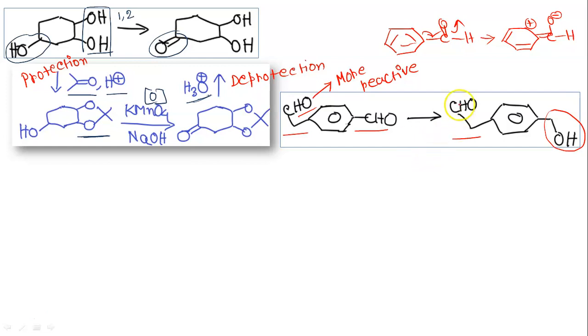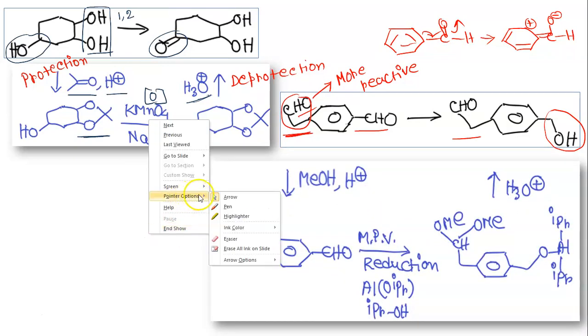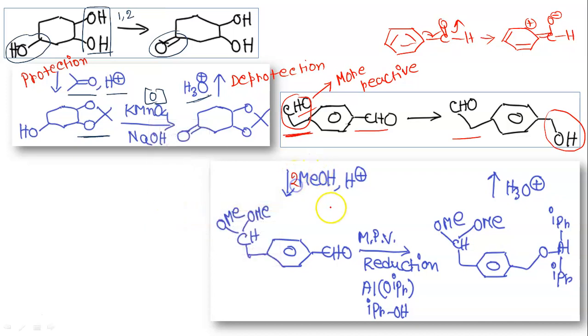Or even if it is reduced, mostly the reaction will take place at the left hand side, not the right hand side. So how to prevent that? Here again we will use protection by acetal. Now when you protect, only this aldehyde will be protected, because this is more reactive. The other aldehyde will not be protected, and we can easily do our reduction reaction on the aromatic aldehyde. So here in presence of methanol, basically 2 methanol molecules will be required. This is the acetal. This is protection.